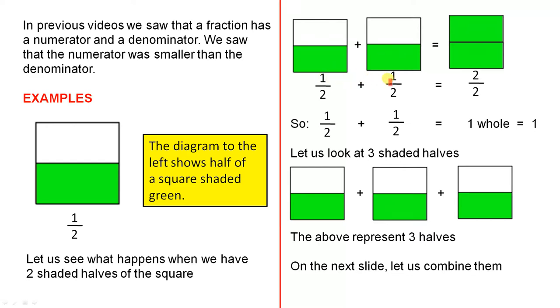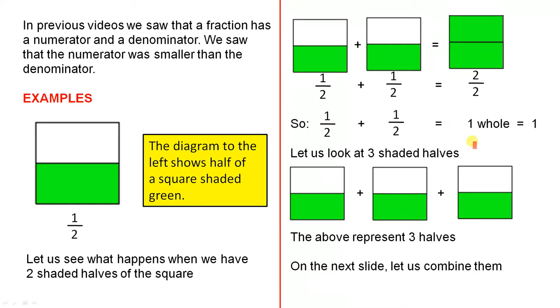A half plus a half gives us two halves. So can you see that there's one shaded half there, one shaded half there, put them together, you've got two shaded halves. So a half plus a half equals one whole, which equals 1. And there it is, that's one whole square, which is shaded.